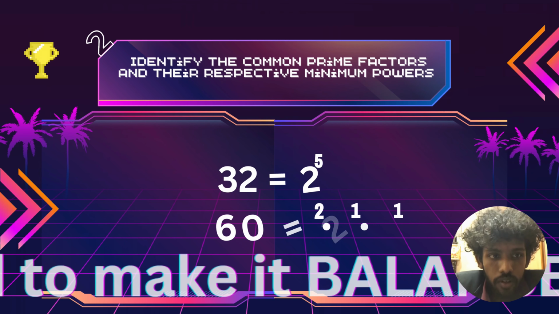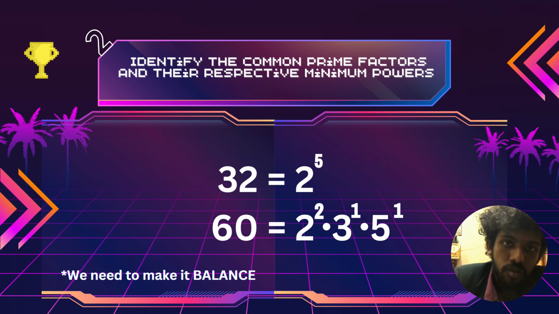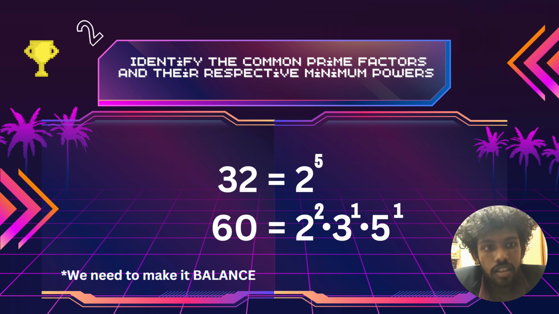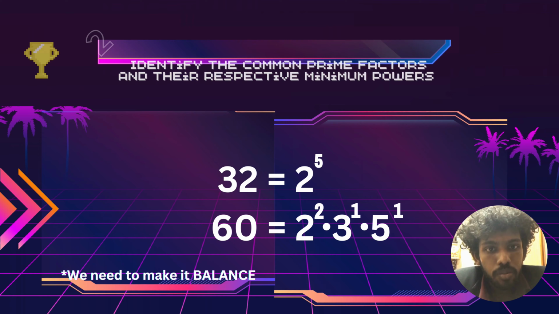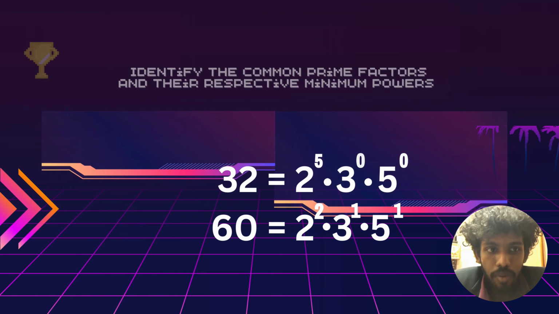So now we're going to make the answers equal, or to be more precise, we're going to make it balance. Since there is no 3 or 5 for the number 32, we're going to balance it by adding 2 power of 5 times 3 power of 0, and then times 5 with power of 0. So as you can see, both of the answers have been balanced.